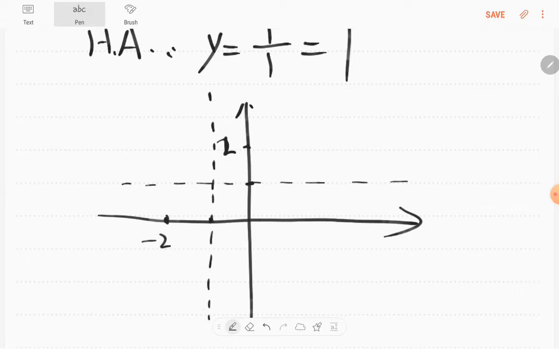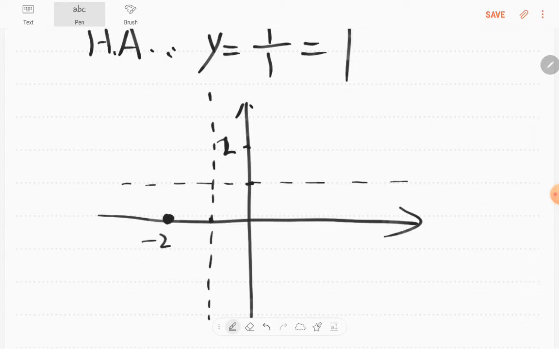This is -2. So -1 is here. So we don't need to sketch the graph, but we know we can do that, right? Because we also know that the x-intercept is what? (-2, 0).